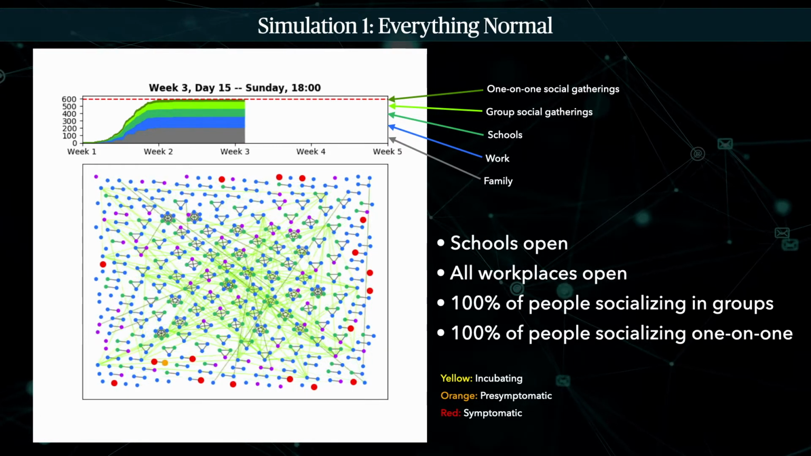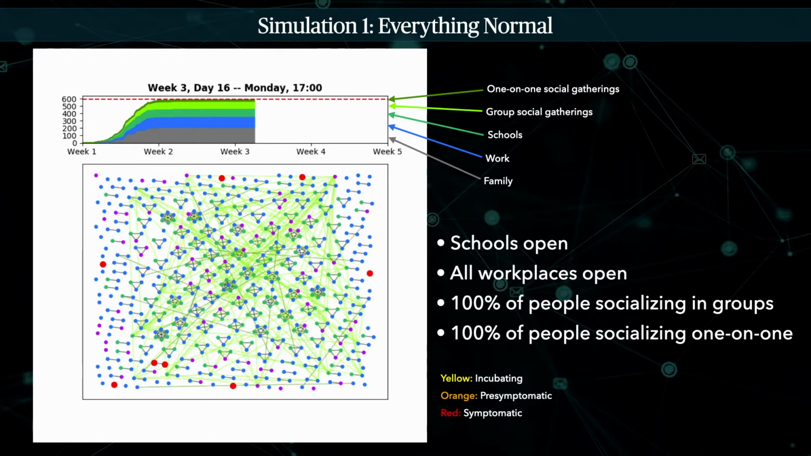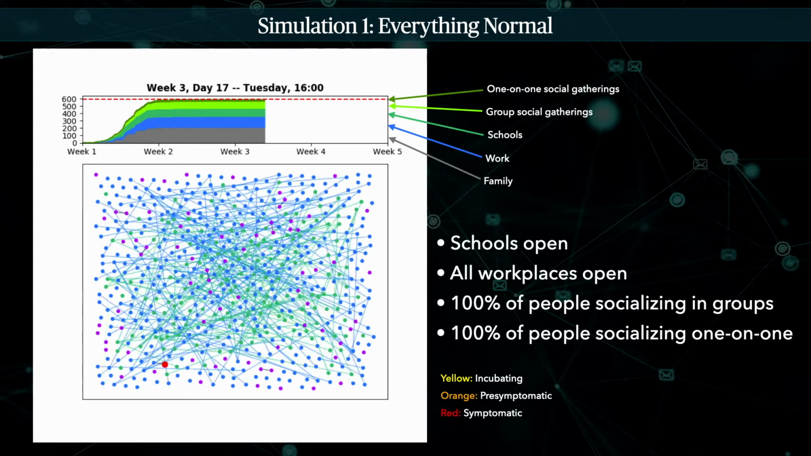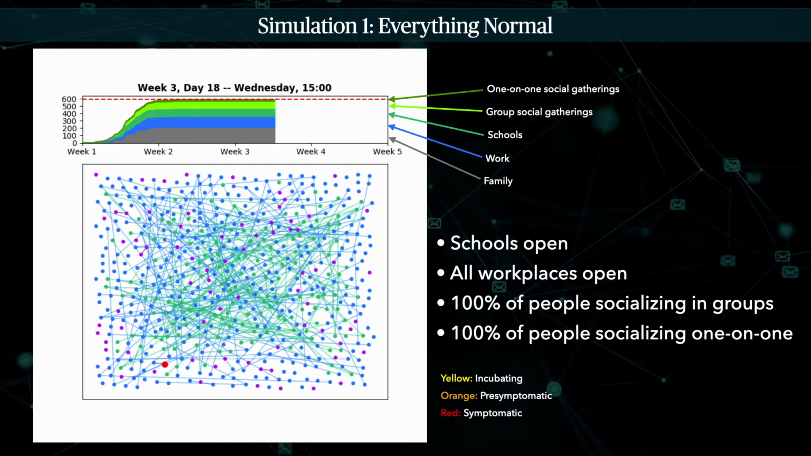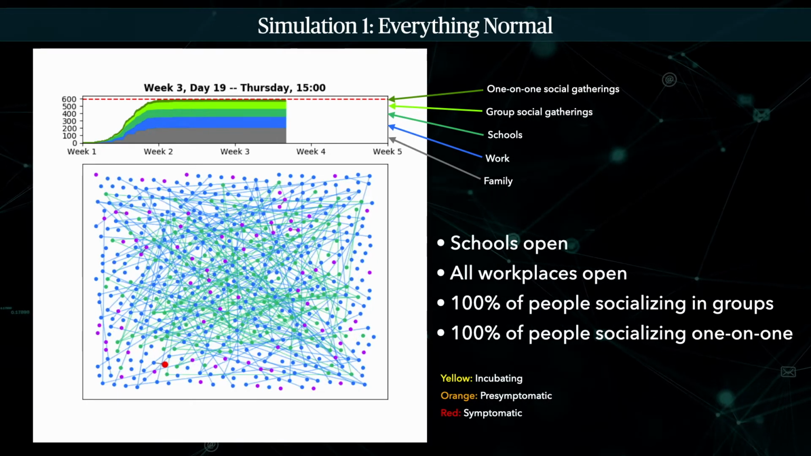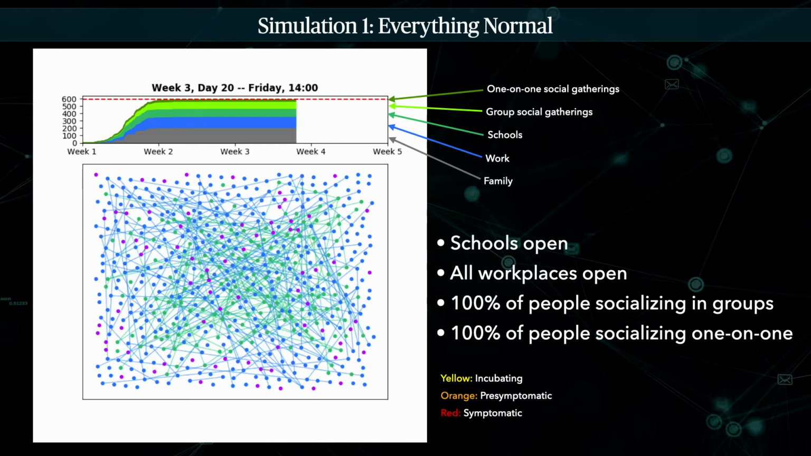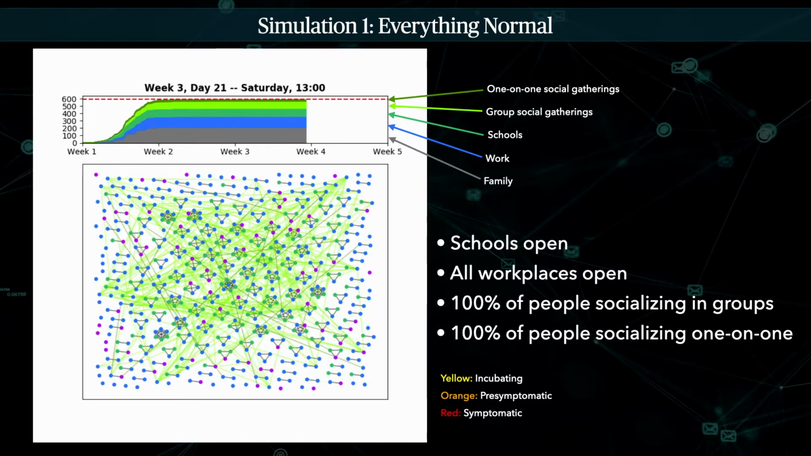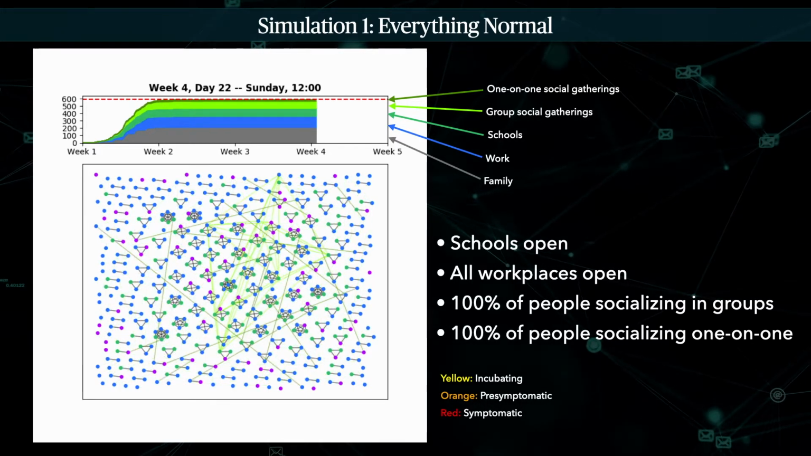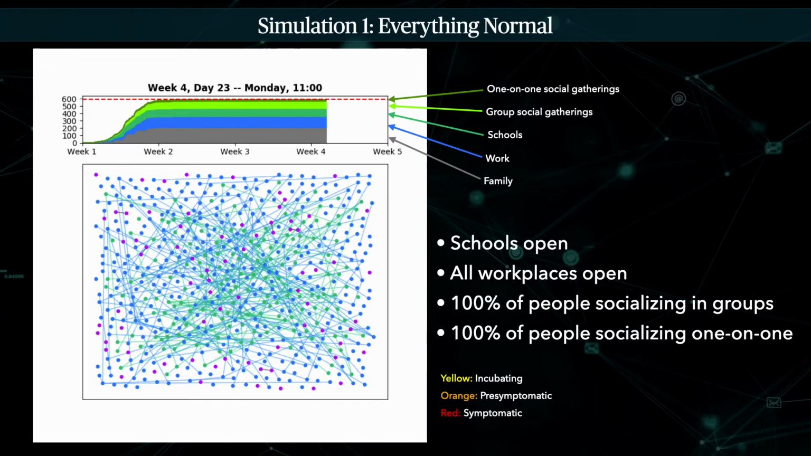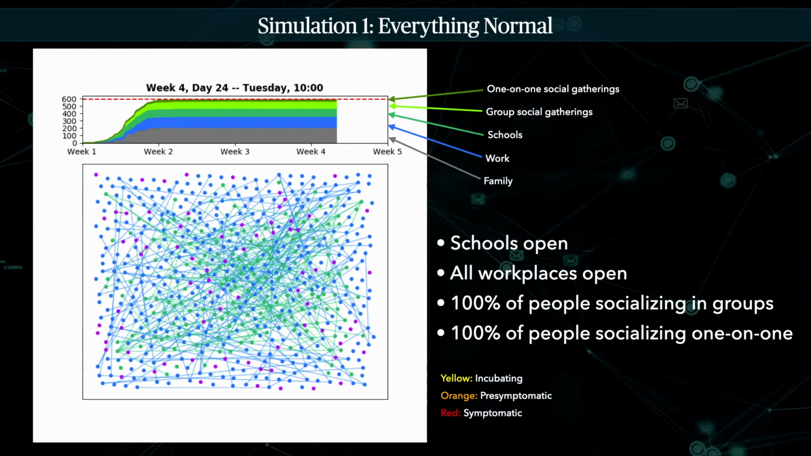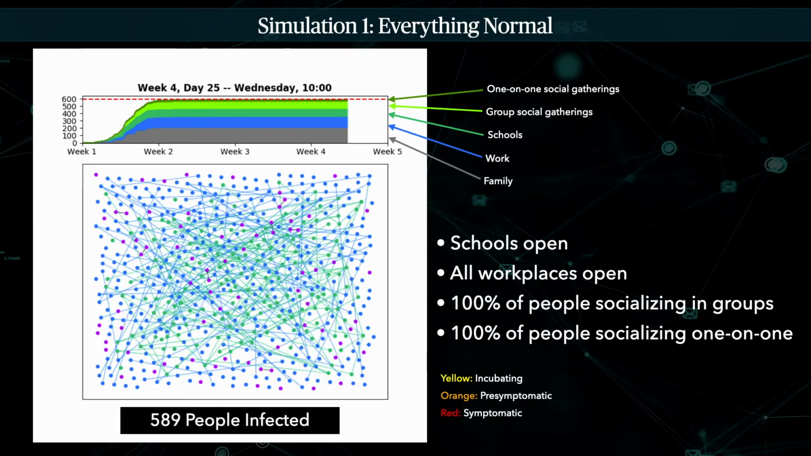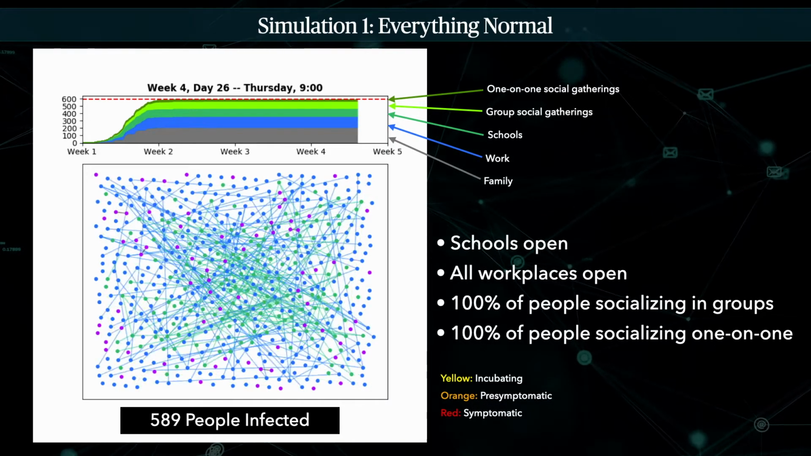The plot at the top shows the cumulative counts of infections per hour, broken out by the source of the infection. As we can see, family accounts for the most spread, followed by work, and then school and social gatherings. It took less than 2 weeks for the infection to completely run its course. Once it passes, everything returns to normal. But in the end, 589 people were infected.